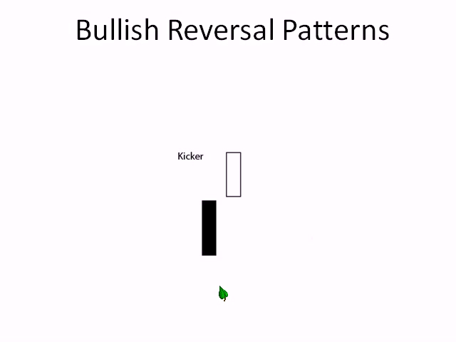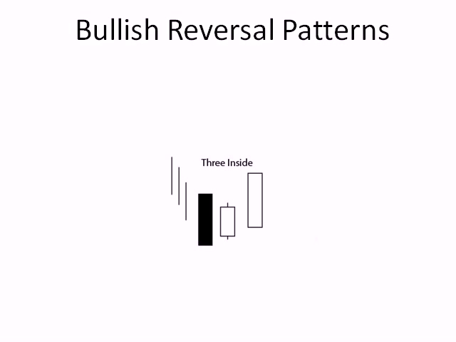Kicker, also a very reliable pattern. You have a downtrend here. We have an open and close, and the open for the next candlestick is equal to or greater than the previous open, and then we have a move up. We want to see a candlestick with a kicker that's as close to the previous candlestick as possible. The bigger it is, the stronger the potential move.